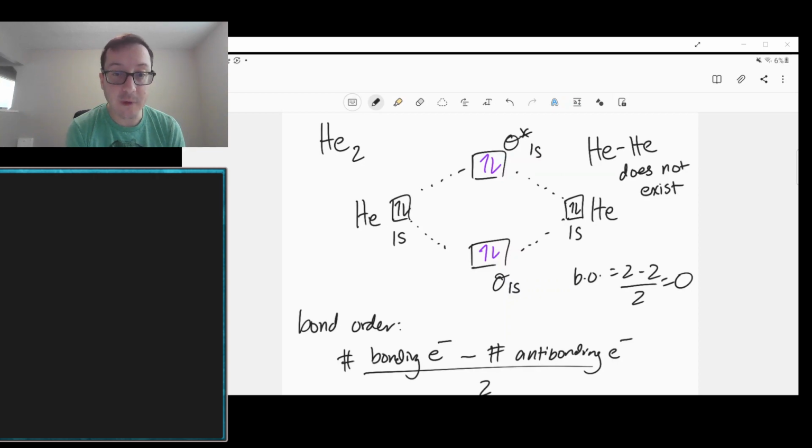Because of the antibonding orbital, there's no energetic reason for the heliums to come together like this. It is not stabilizing, so they're not going to do it. In chemistry, things only happen if they make things more stable or if there's enough energy to get them to happen. So this is not going to happen. There's no energetic reason for it. It's not thermodynamically favorable. Not going to happen.